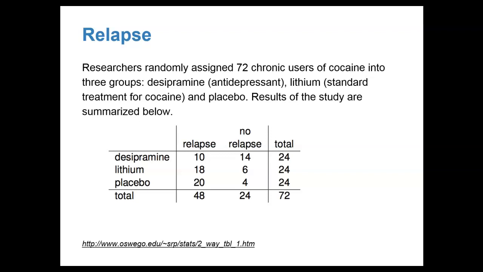The first treatment group used disipramine, which is an antidepressant. The second treatment group used lithium, which is a standard treatment for cocaine. And the third treatment group used a placebo. The results of the study are summarized below.